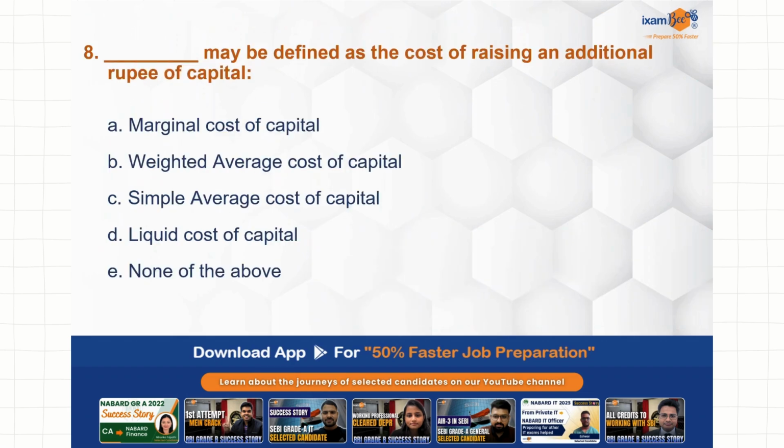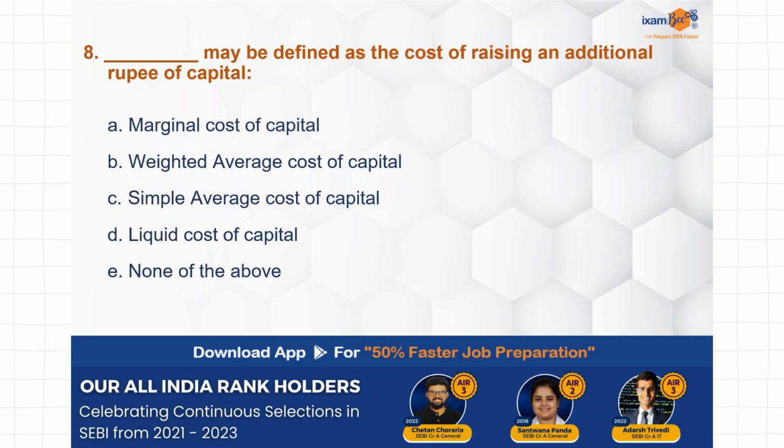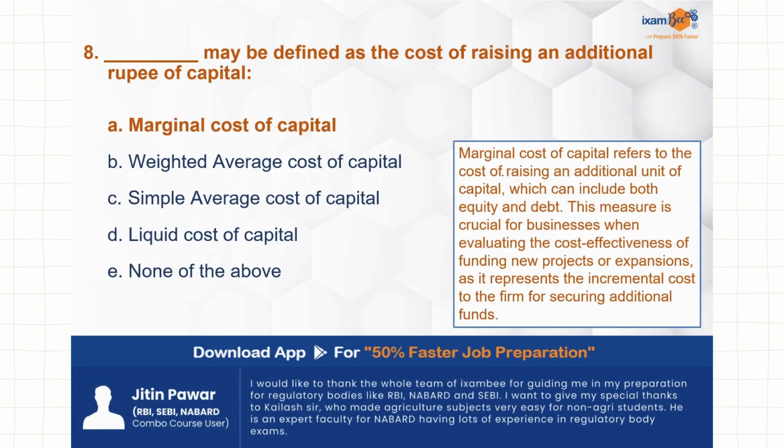Next question is, which may be defined as the cost of raising an additional rupee of capital. So this one is related to your costing subject. So whenever you hear the word additional, it is nothing but your marginal cost of capital, right? Additional fund raise करने के capital के cost को हम क्या बोलते हैं? तो marginal cost of capital कहते हैं. Marginal का secondary name ही additional है एक तरह से, right?